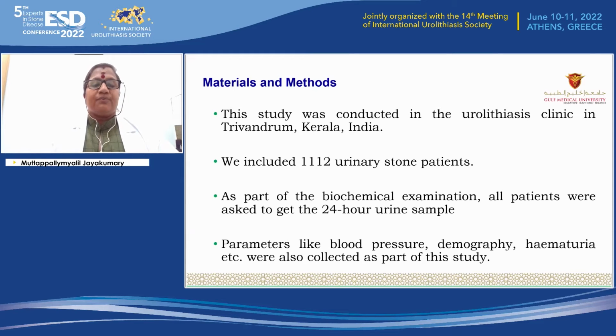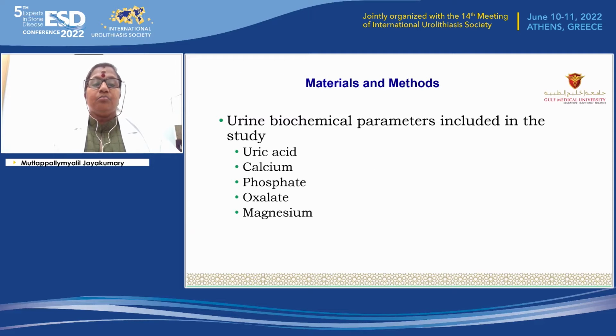This is a retrospective case record study conducted in the urolithiasis clinic in Trivandrum, Kerala, India, and we collected 24-hour urine samples from patients. Around 1,112 urinary stone patients were included, and parameters like blood pressure, socio-demographic features, hematuria, infection, etc. were collected as part of this study. The urine biochemical parameters included were uric acid, calcium, phosphate, oxalate, and magnesium.